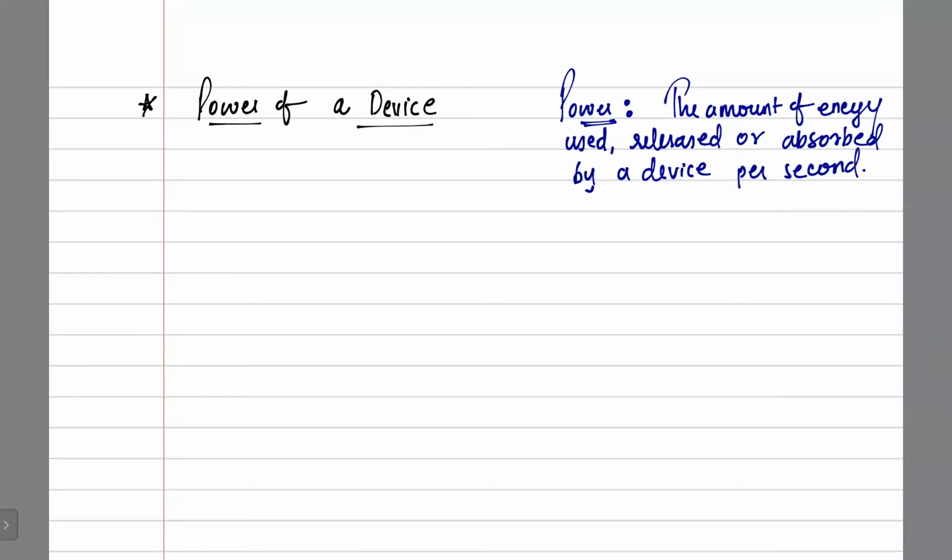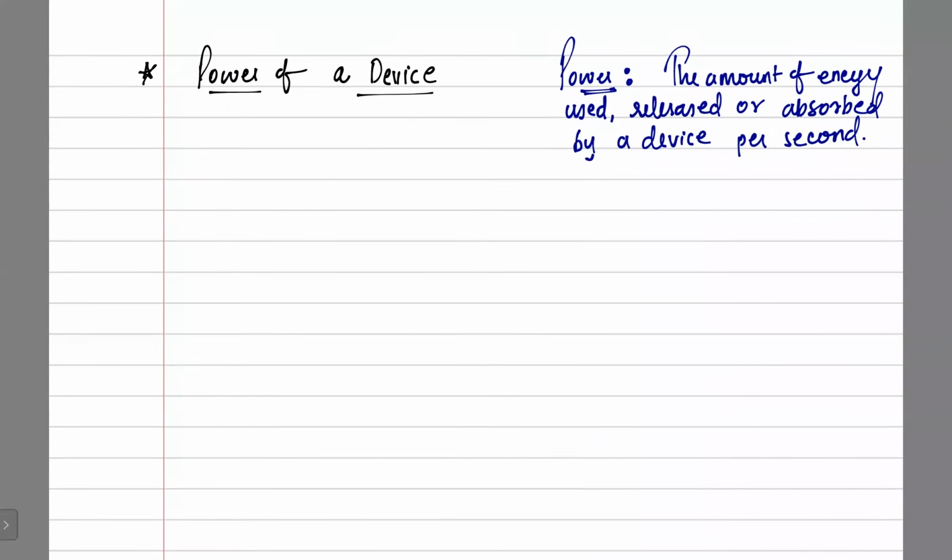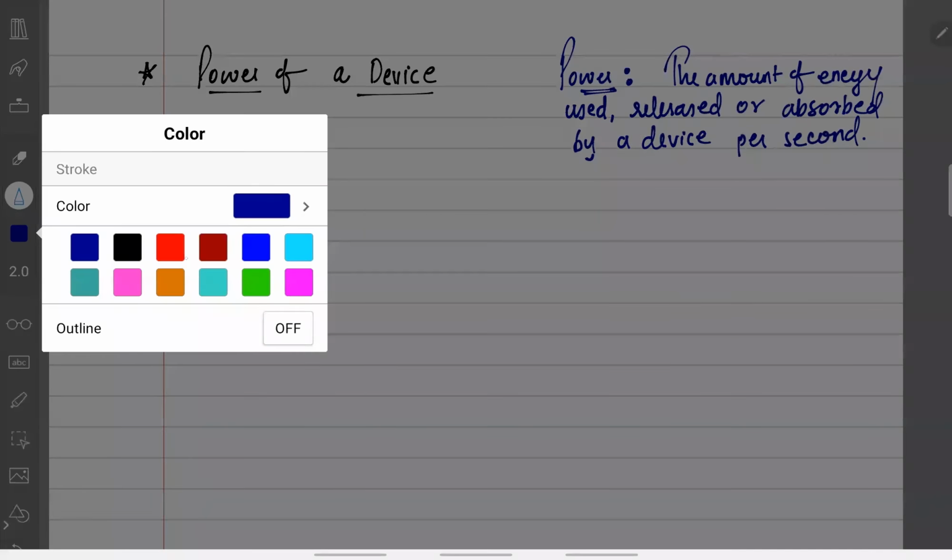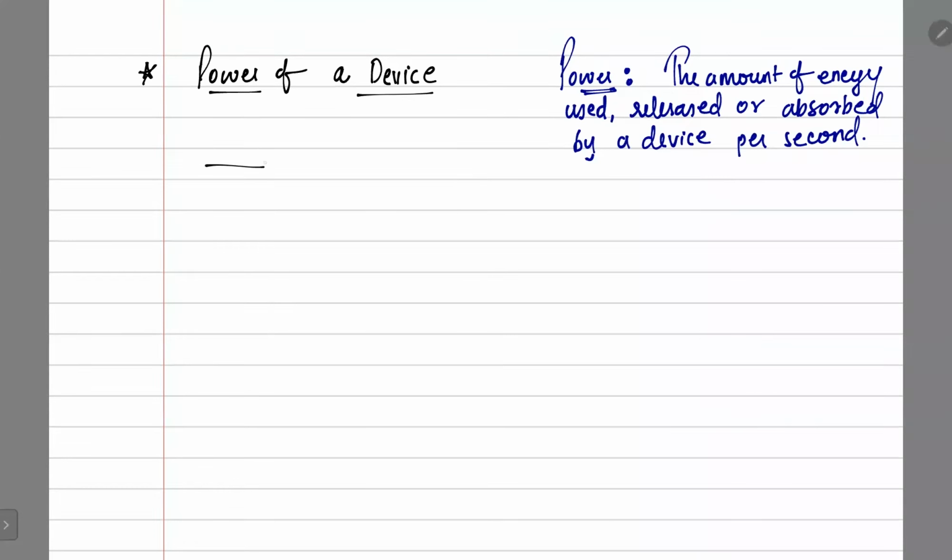all right, great. So power of a device is the amount of energy that the device will use or consume. Now how do we write the power of a device, pay attention. This is your device.